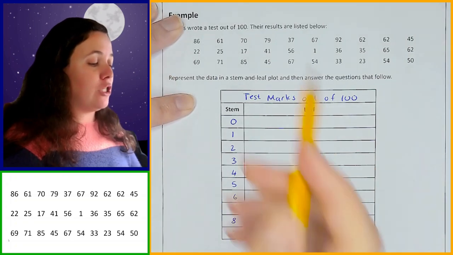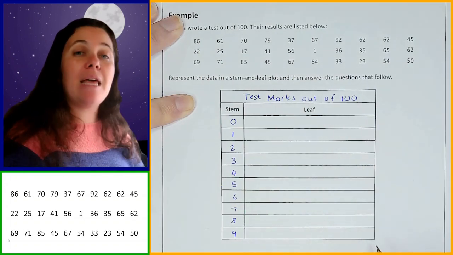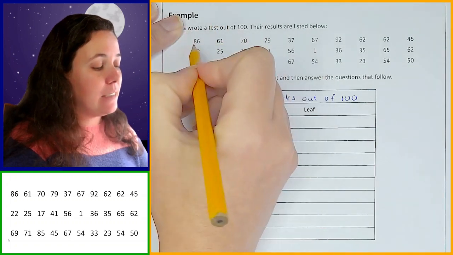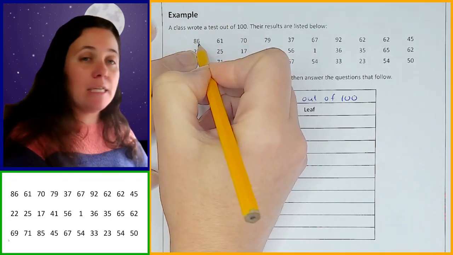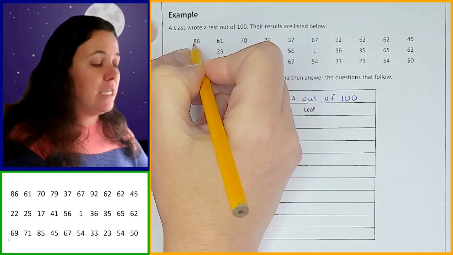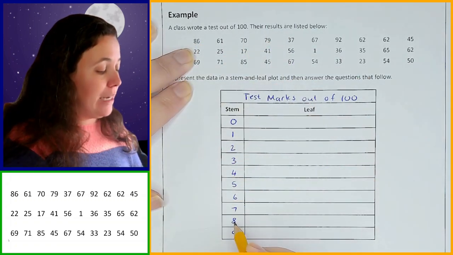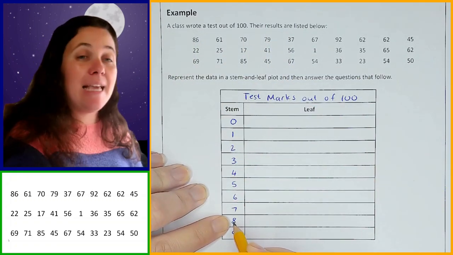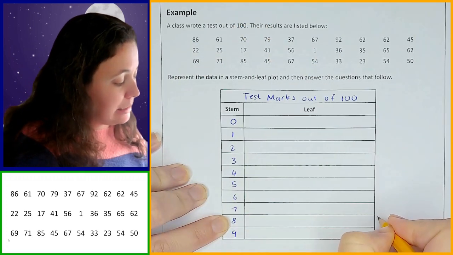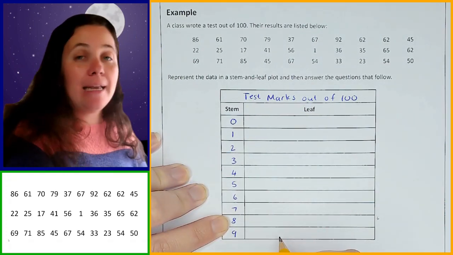Okay, so for my rough version, I'm just going to go through each of the data values and write over here which interval they belong to. Okay, so 86. Remember, the last digit in our number is going to be a leaf. The other digit, in this case there's only one other digit, is the stem. So this 8 tells me where it's going to go. It's going to go in the 8 interval over here. This is the 80s interval. So I'm going to put a 6 over there, because the 6 is the leaf that's going to go somewhere in here.